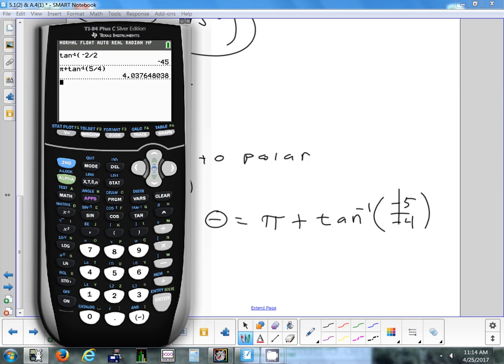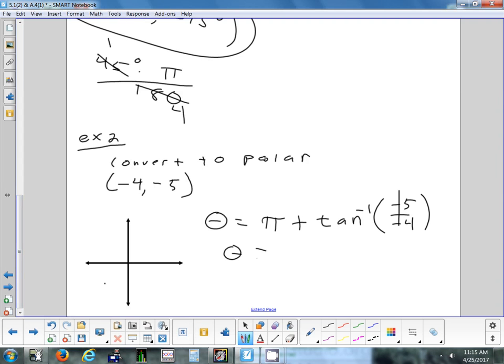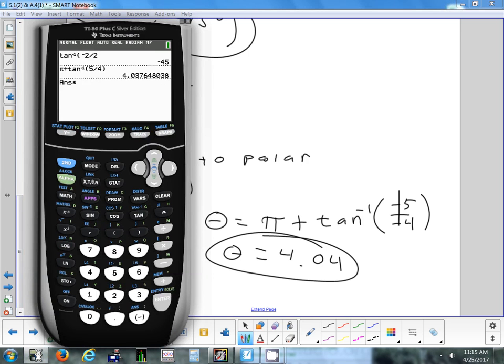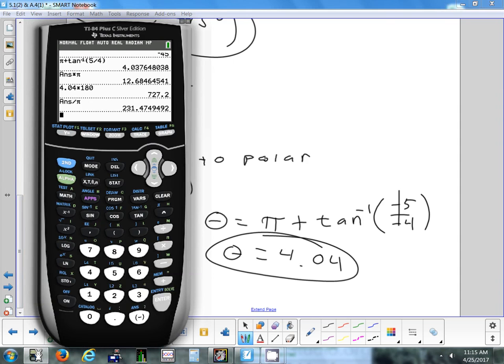Did anybody do it in radians? No. Okay, so if you did it in degrees, I'll tell you what you get in a second. So in degrees, let's see, we would multiply by pi and divide by 180. Whoops. Other way around, so 4.04 times 180 and divide by pi. So you should have gotten about 231 degrees. Anybody get that? Yeah? Okay. So if you did it in degrees and you got that, you're good.